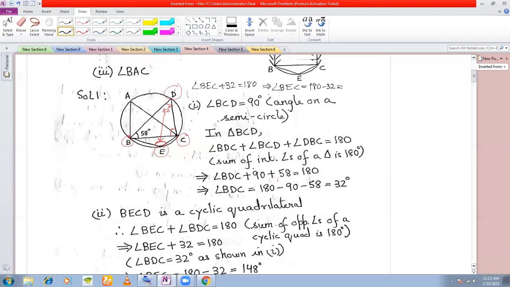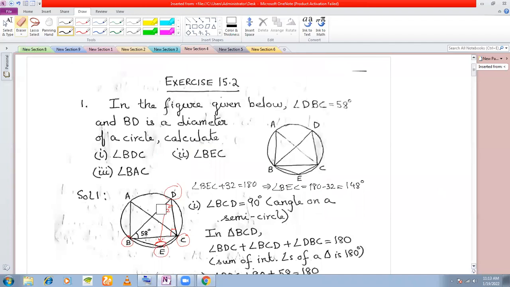148 degrees. Okay, so we'll write here 148. Whatever angle we have found, we'll write. 32, this is 90, this is 148 we have found, right? And the last question is angle BAC. Now this is the easiest one. Angle BAC, if you see these two angles are angles on the same segment, isn't it? What is the segment? This segment, right? They are angles on the same segment. So therefore, this angle will also be equal to 32. So angle BAC must be equal to angle BDC, which is equal to 32. Okay.